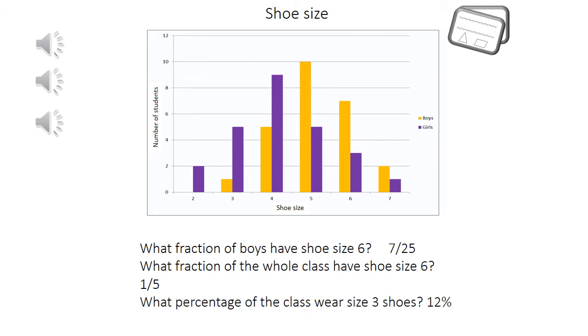The final question asked for a percentage. So since there are 6 people who wear size 3 out of 50, that's 6/50ths, which is 12/100ths, so that's 12%.